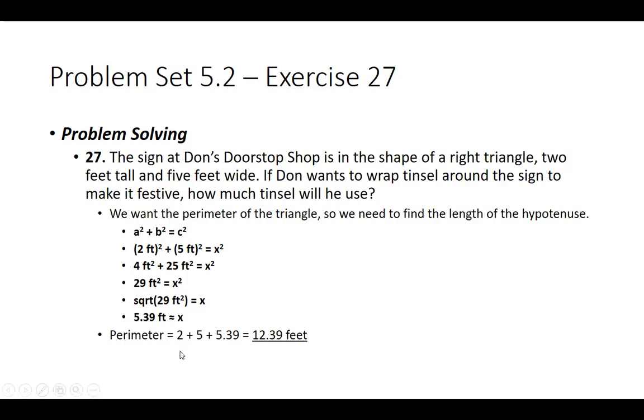So the perimeter, the distance around, is 2 plus 5 plus 5.39, or 12.39 feet. He would need 12.39 feet of tinsel to make it all the way around the right triangle-shaped sign.